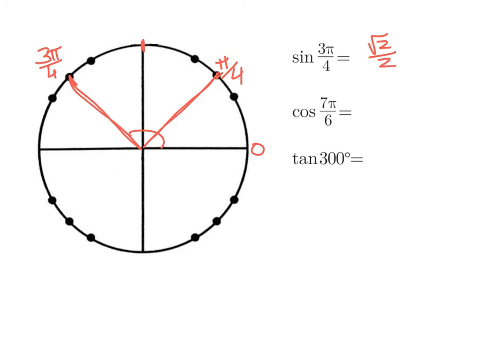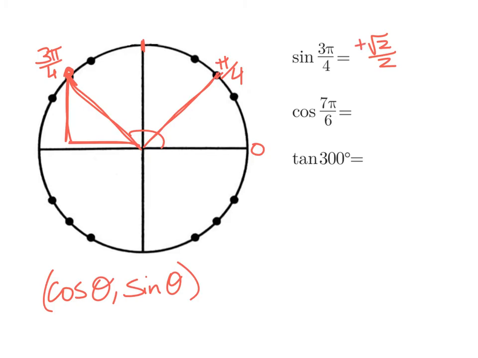But we have to pay attention. Should it be positive or negative? Now remember, every ordered pair is cosine, sine. So the x-coordinate is cosine, y-coordinate is sine. When I'm looking at 3 pi over 4 being in the second quadrant, to get there, we have to go back, so the x-coordinate is negative, and the y-coordinate is going to be positive. The y-coordinate is sine, so our sine of 3 pi over 4 is going to be positive root 2 over 2. When it comes to 7 pi over 6, we've got to think about where that is.